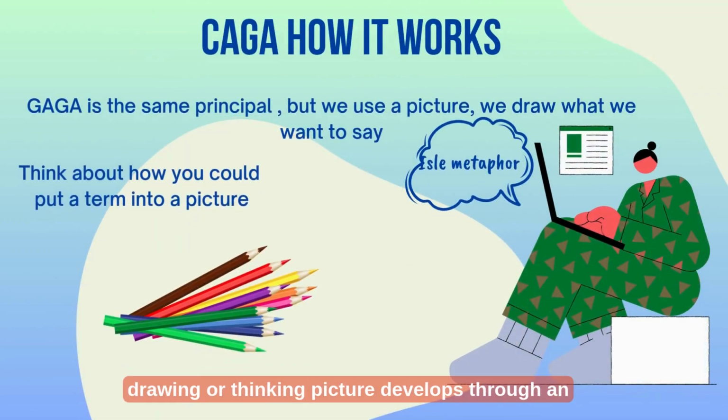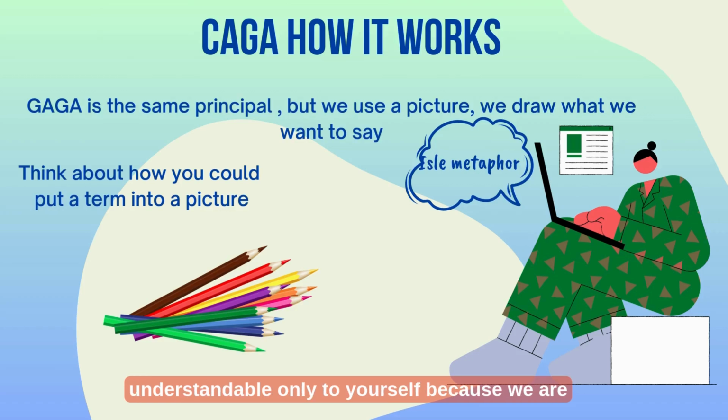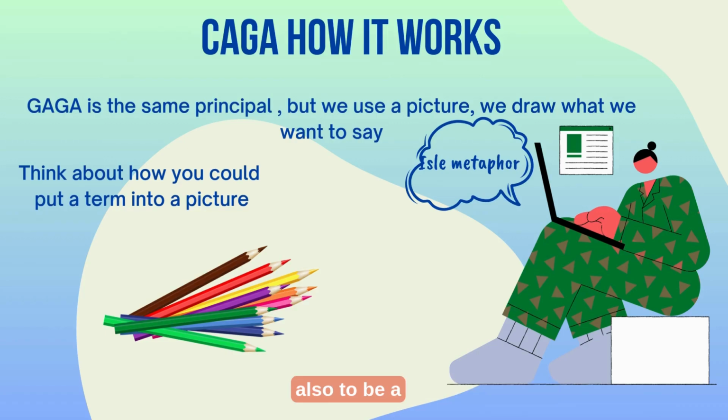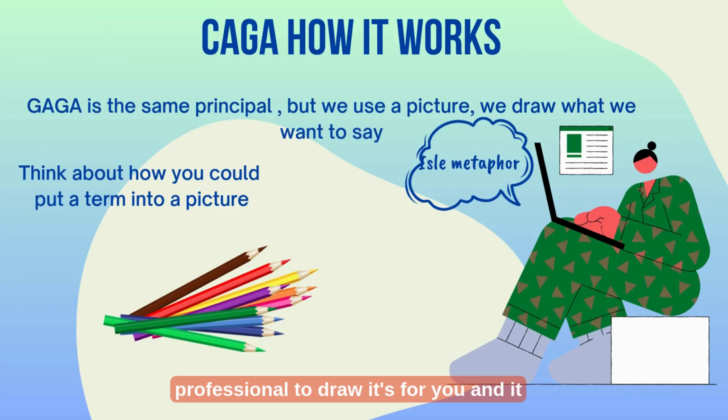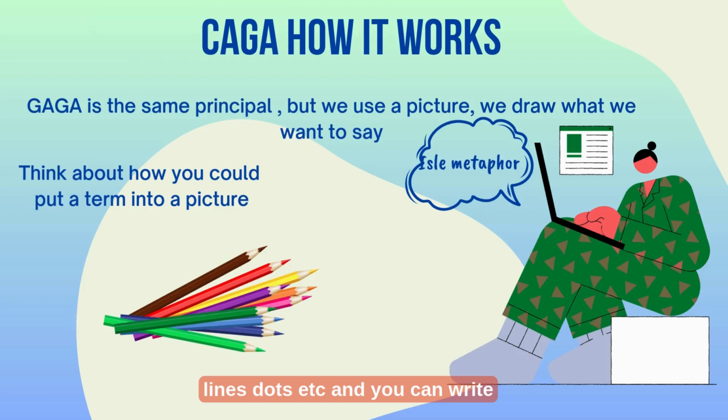The word drawing or thinking picture develops through an idea hieroglyphically. That is, we draw it. For some, this tool is more difficult at first, but let's say that if you can represent a problem in a picture, even if it is abstract, then you have certainly understood the problem. These drawings don't have to be understandable only to yourself, because we are talking about a different form of presentation. Also, you don't have to be a professional to draw. It's for you, and it doesn't have to be perfect. And if you say you can't draw, then we say you can. You can certainly draw lines, dots, etc., and you can write.